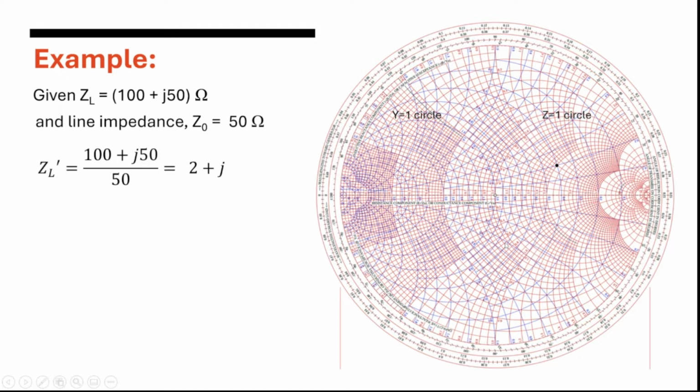So to further understand the ZY chart, let's do this simple example. This is the same example that we used in Smith chart tutorial video 1, where we want to plot a load impedance of 100 plus j50 ohm, and the line impedance is given as 50 ohm. So the normalized load impedance is given as 2 plus j. Now we can easily plot this point on the Z Smith chart like so.